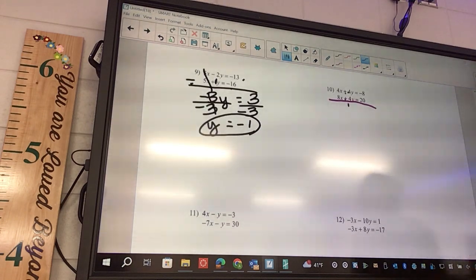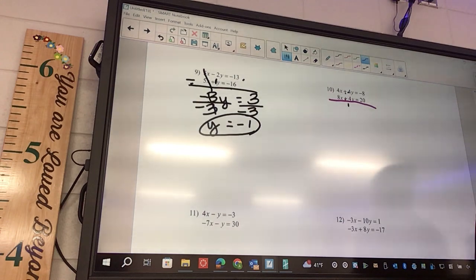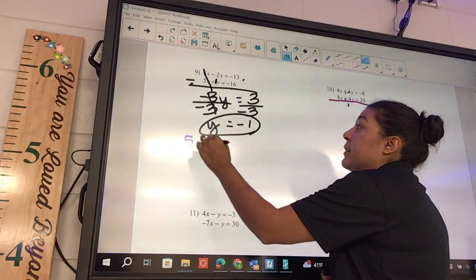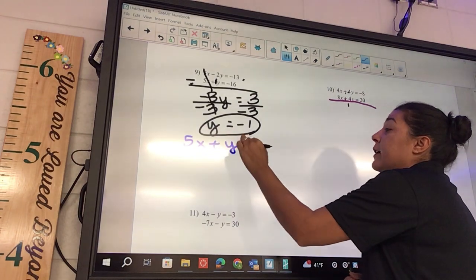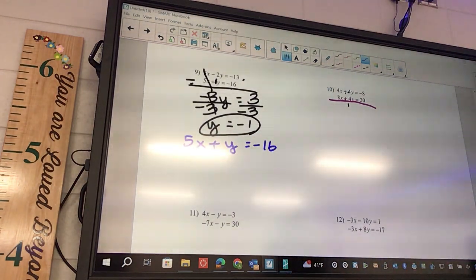Then we're going to take this and plug it into one of the equations. Which one would you like to use? Equation 2? Okay, so we get 5x plus y equals negative 16. I'm just copying that one down. And this time we know what, the x or the y? We know the y. So wherever the y is at, we can put a negative 1.